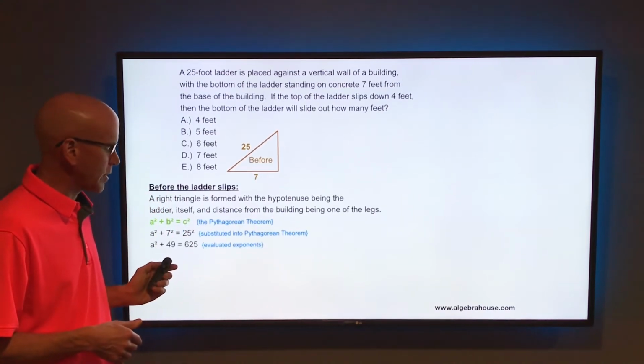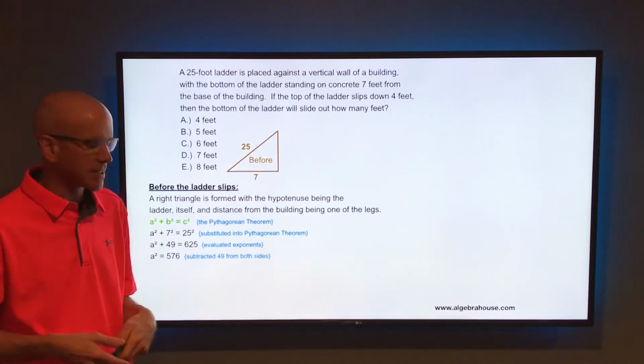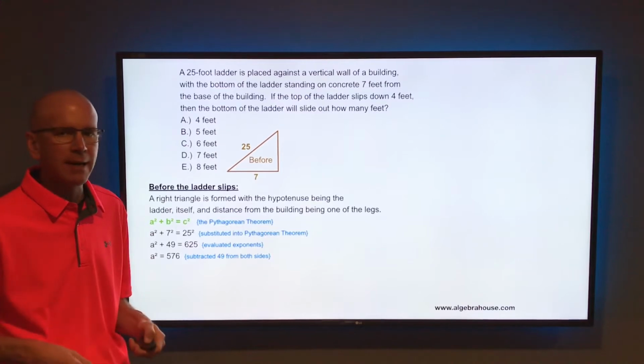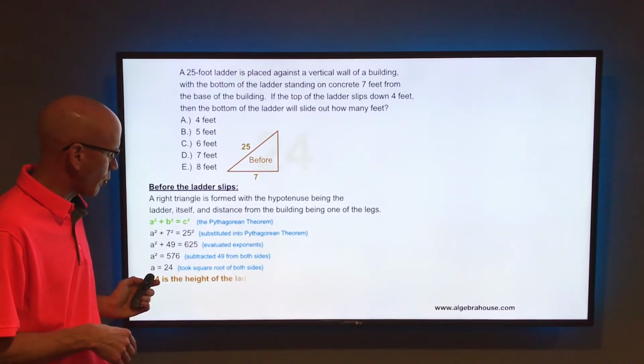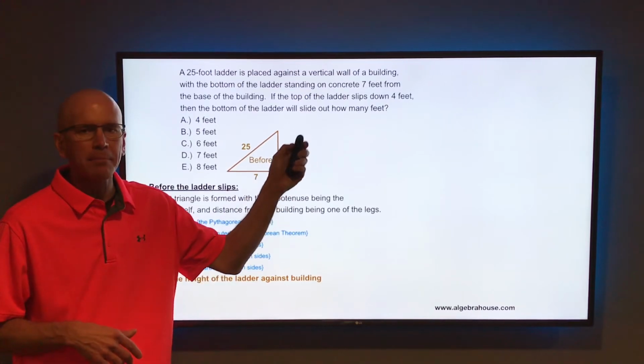Square the 7, that's 49. Square the 25, it's 625. Subtract 49 from each side. You have a squared equals 576. Then take the square root of each side. Square root of 576 is 24. So a equals 24. That ladder was placed 24 feet up that building.